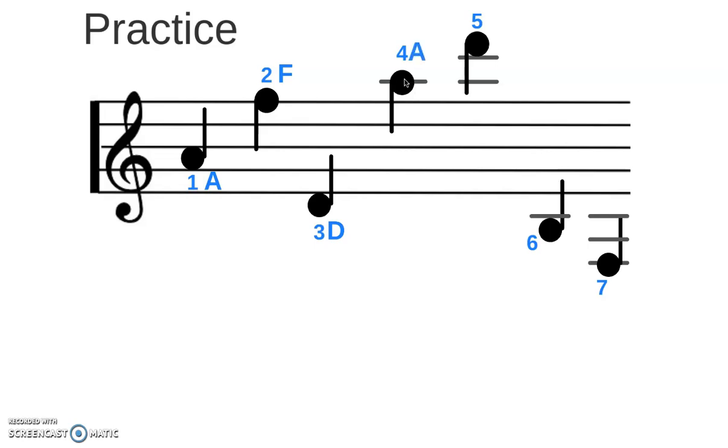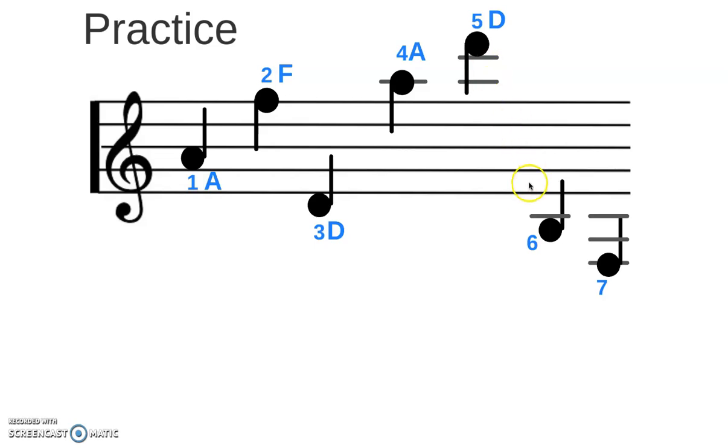A on the line. If you're pretty confident you got number 4 right, you can use number 4 to do number 5. A, keep counting up. B would go above the line. C would go on this ledger line. D.